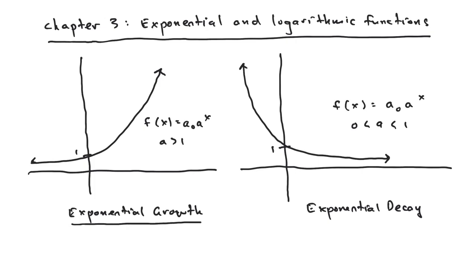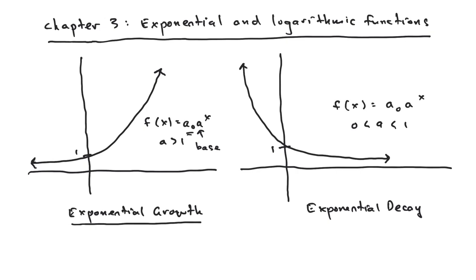One is called exponential growth. And here we have a graph of exponential growth where we have some coefficient a0, and then this a here is what we call the base of the exponential function. And in this case, a is greater than 1, so that means that the graph is going to increase from left to right, and it's going to grow without bound. It's going to grow forever.